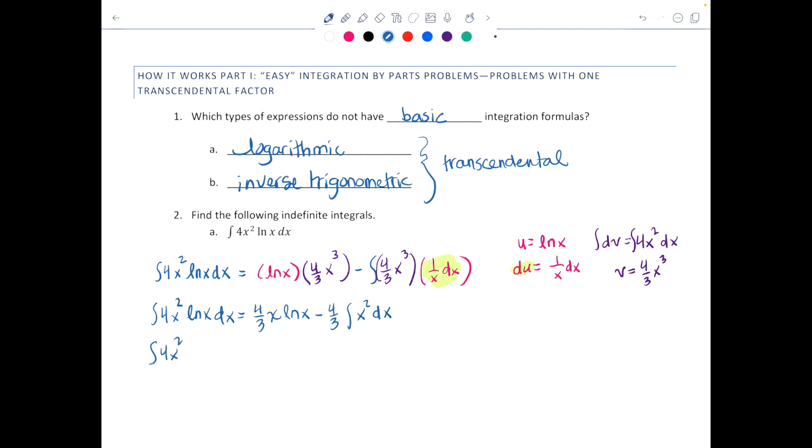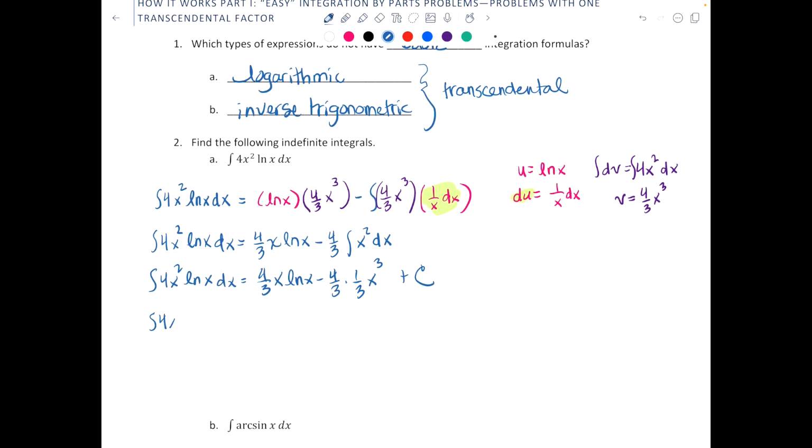All right, continuing, this will be 4/3 x cubed times natural log x minus 4/3 times 1/3 x cubed plus our constant of integration. And so we'll get the integral of 4x squared times natural log of x dx equals 4/3 x cubed times natural log x minus 4/9 x cubed plus our constant of integration. We're good to go.